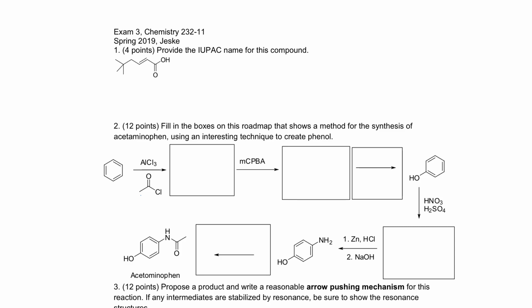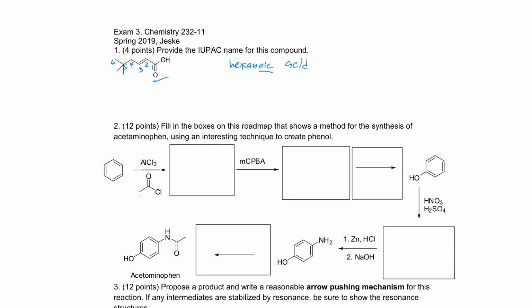Here's the key for exam number 3, the final video key of the semester. We're asked to provide an IUPAC name for this compound, and we observe there's a carboxylic acid on the right side. So we number starting from that side. We get hexanoic acid.